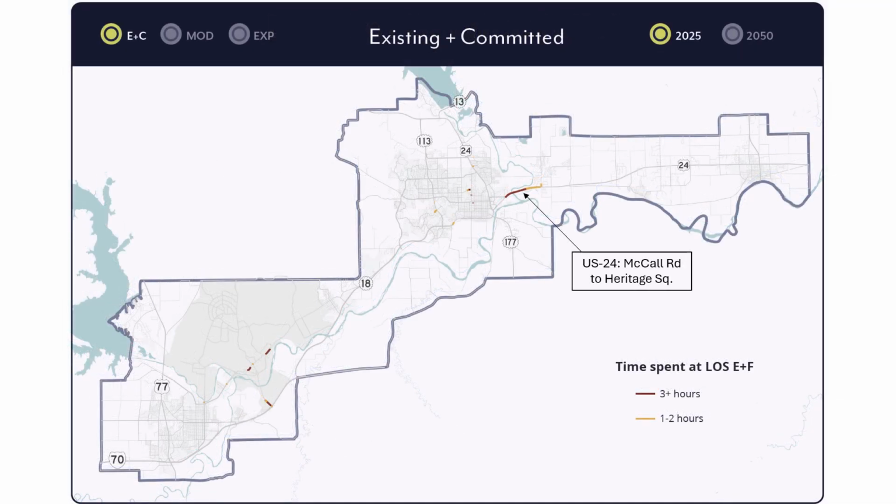This map shows level of service issues when today's population is modeled with the existing plus committed road network. Outside of the US 24 corridor between Manhattan and Blue Township, there is very little orange or red on the map, which corresponds with real-life conditions. This map will serve as our base comparison for all future scenarios. We will see how road networks and population changes affect the region's congestion.